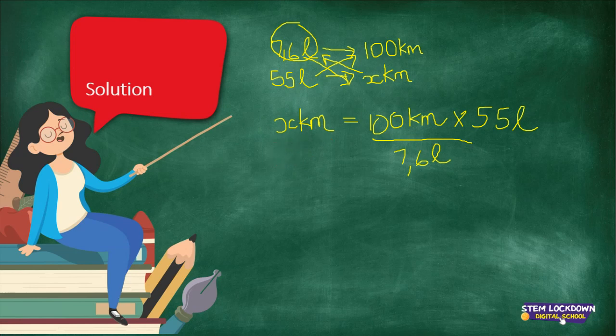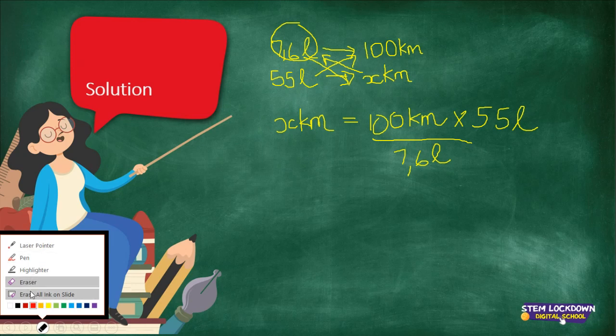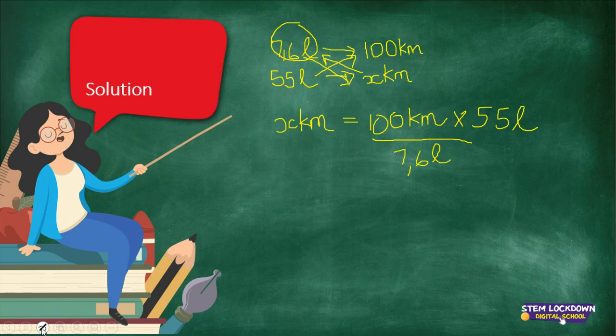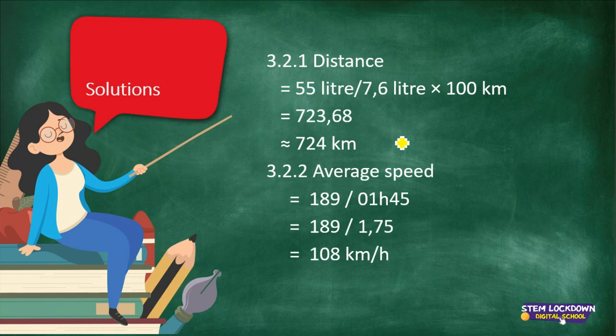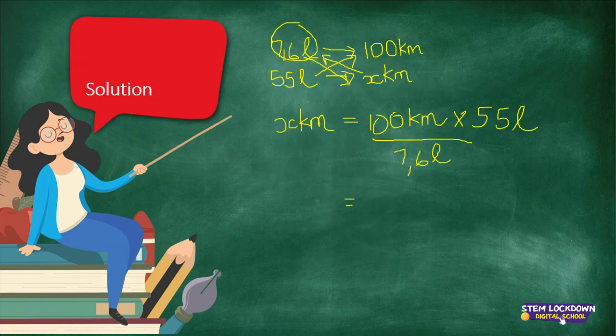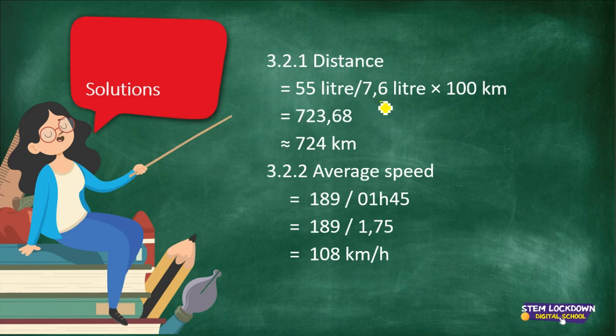Okay, so what is your answer, learners? Go back to yellow. 100 times 55 divided by 7.6. Here we have 55 liters dividing by 7.6, and you multiplying by 100. So 55 times 100 divided by 7.6, or 55 divided by 7.6 times 100. My answer was 723.68. That is my answer, right?